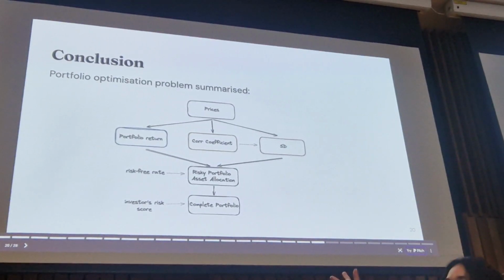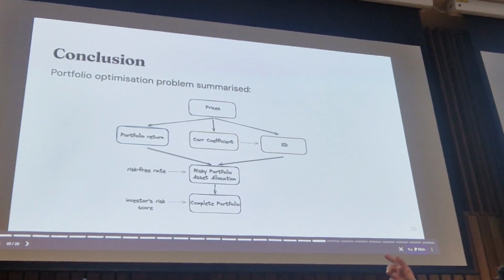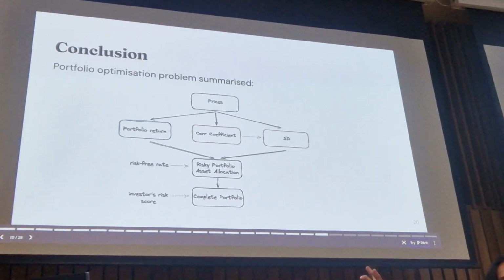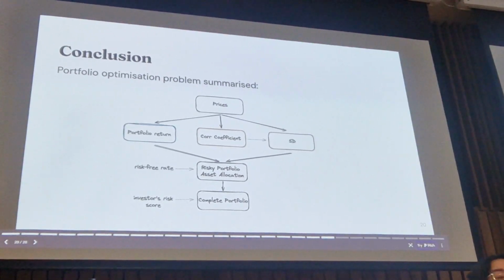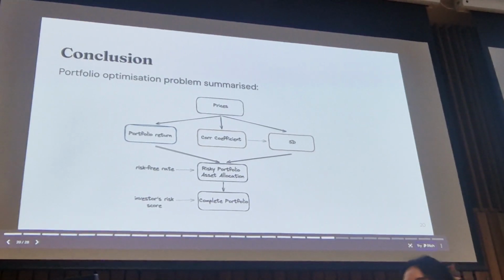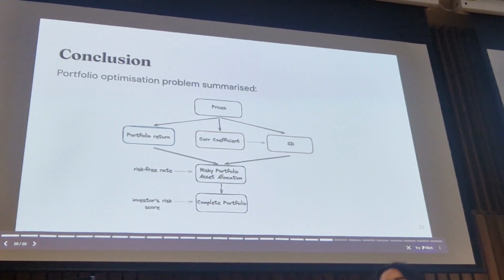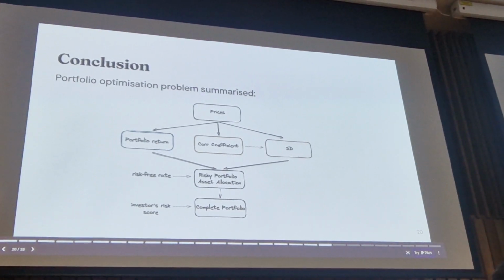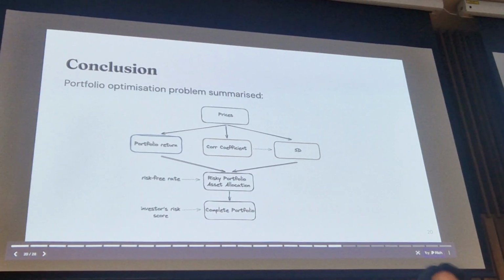So this is the conclusion. From the price data, you can get the portfolio return, correlation coefficient and the risk. You can build the risky portfolio of the asset allocation. And if you know the investor's loss aversion score, then you can also build the complete portfolio.